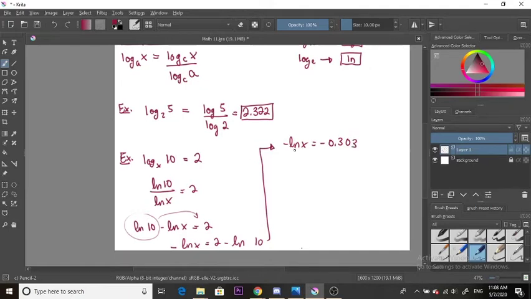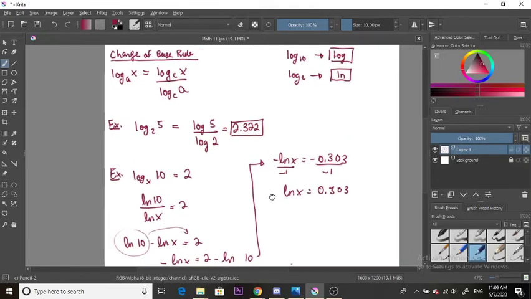I need to get rid of this negative in front, so I'm going to divide by negative 1 on both sides. And now I'm left with ln of x is equal to 0.303. Now, you might be asking me, how do we isolate for x now? Well, remember that a logarithm is similar to the exponential function. In fact, we can switch between the two forms.